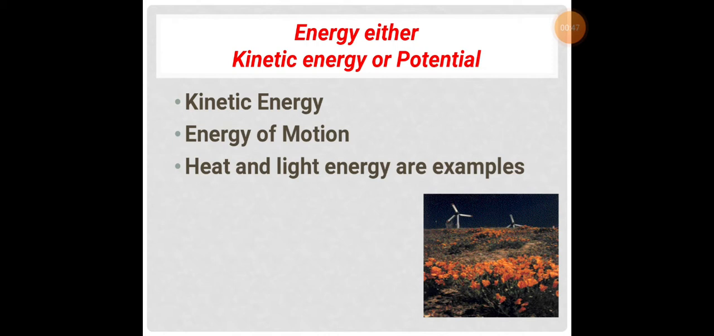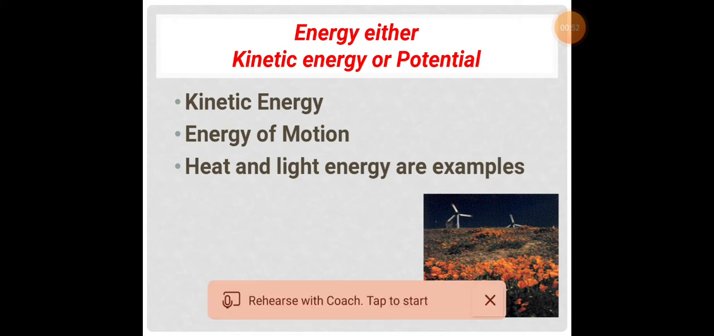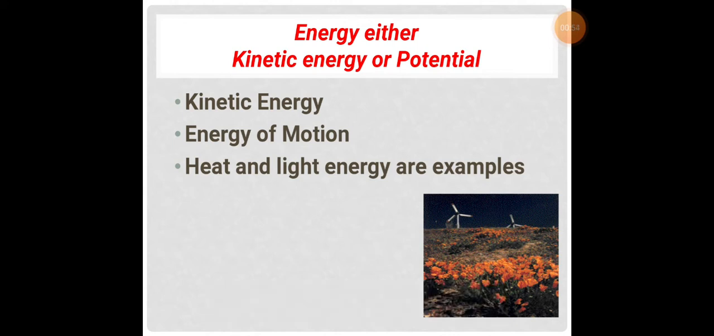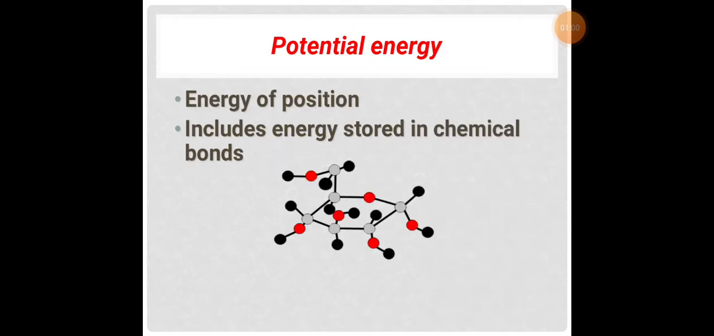So what do we mean by kinetic? Kinetic means movement, energy of motion. Heat and light energy are examples of kinetic energy. Another one is potential energy. Potential energy means energy in a position, energy that is stored in chemical bonds. Chemical reactions can produce potential energy.